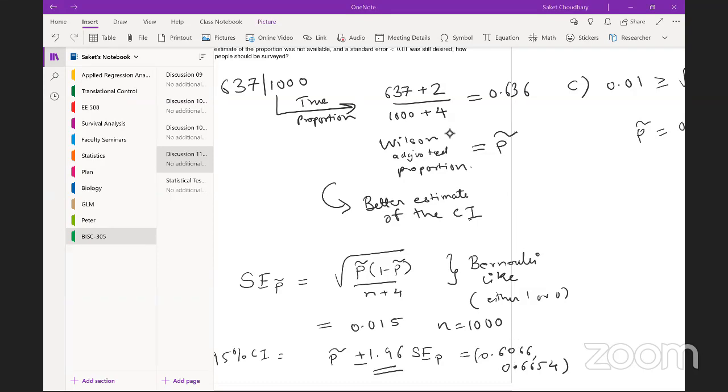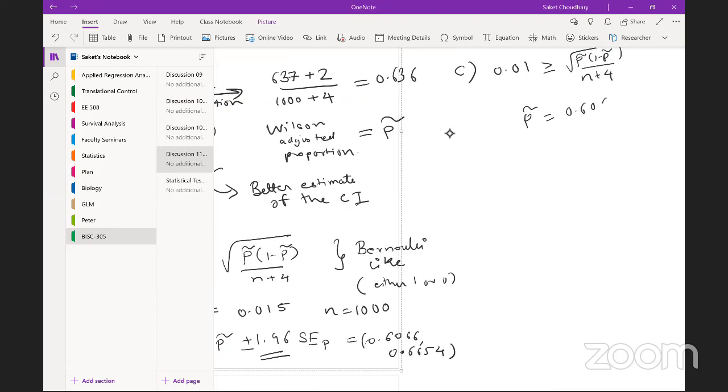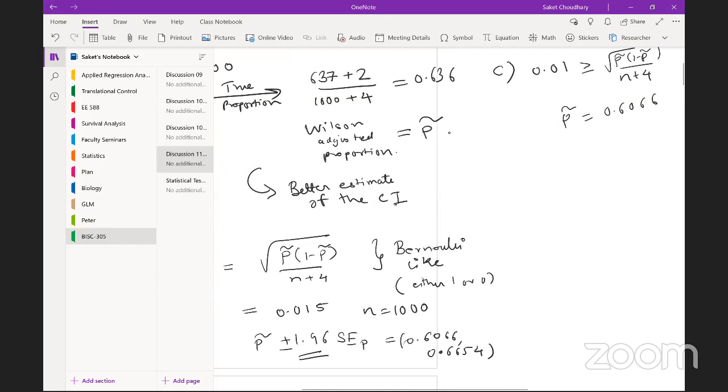Yeah. So p hat is 0.6066. Sorry, this is 636. And what we are asked is what is going to be your value of n, right? If you plug in the values, the way to plug in values is very simple. So essentially what you're going to get is n plus 4. Notice what I'm going to do. I'm going to take the square of both sides, and I'm going to move the denominator to the right.